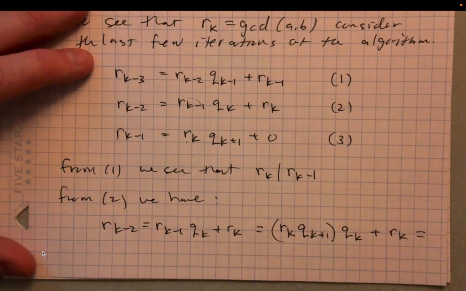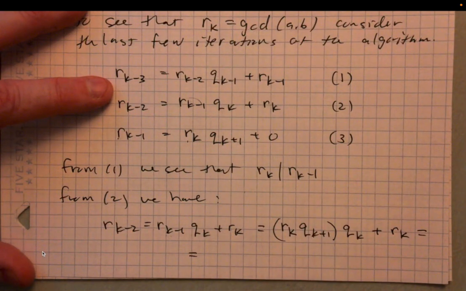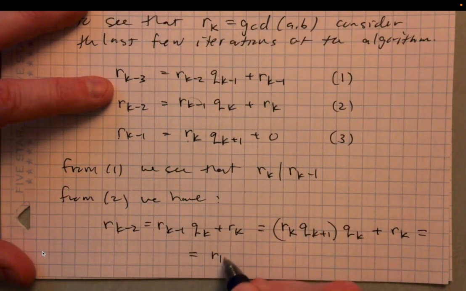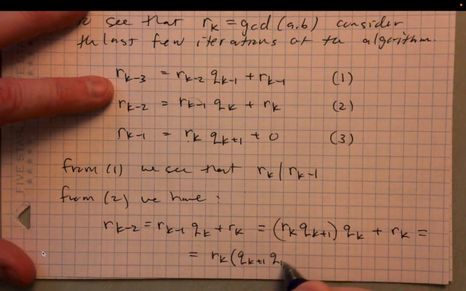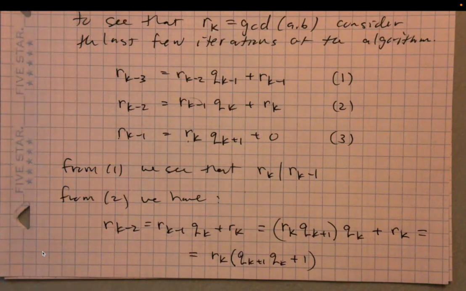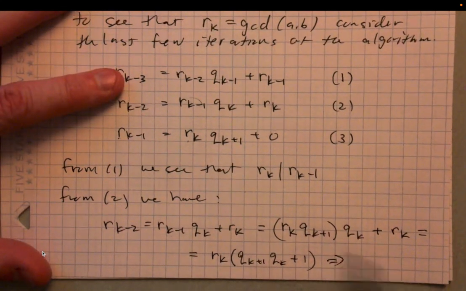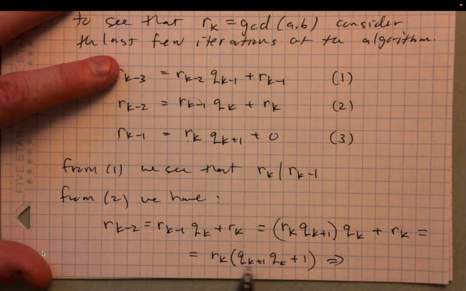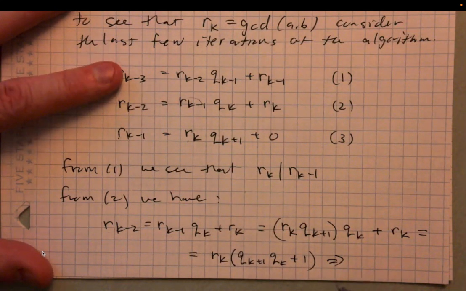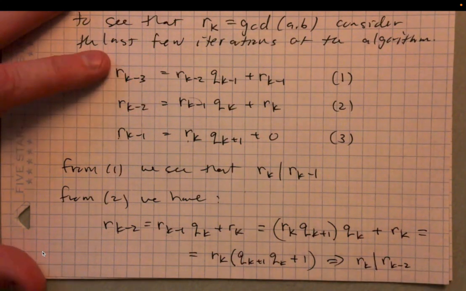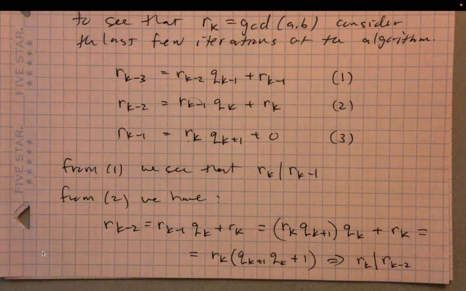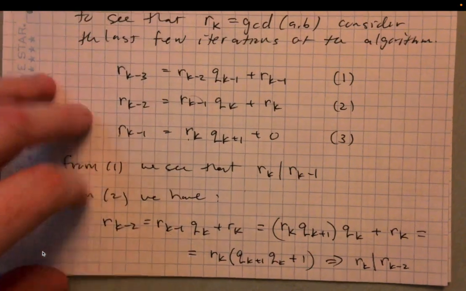And then we can factor this, right? We know there's a factoring here that can take place, so we can factor an r of k out of both. And you get q of k plus 1 times q of k plus 1. And so you get this. And so obviously r of k minus 2 is equal to r of k times this thing, right? So that means r of k divides r of k minus 2. Okay, so we've got that r of k divides r of k minus 1, and now we see that r of k also divides r of k minus 2, and so this can continue on up the chain.